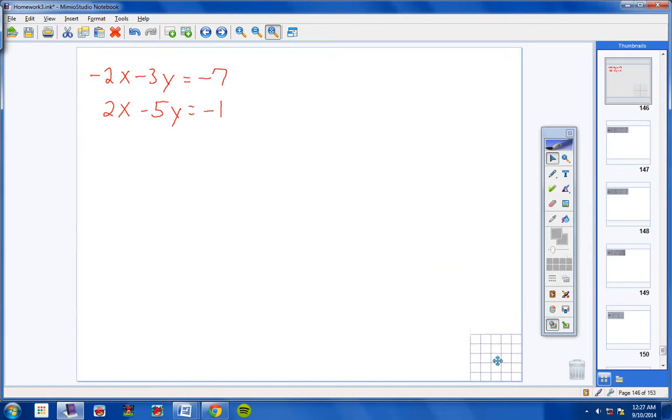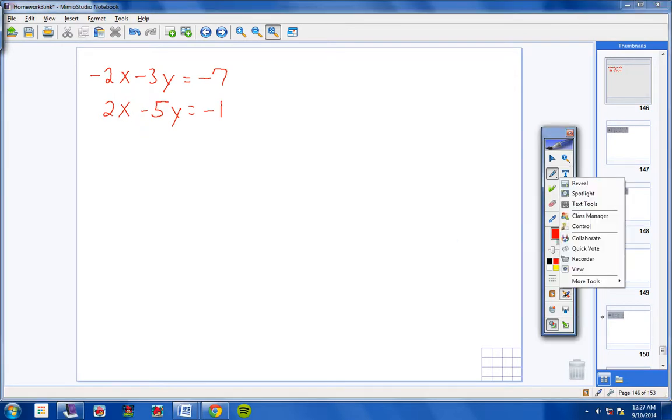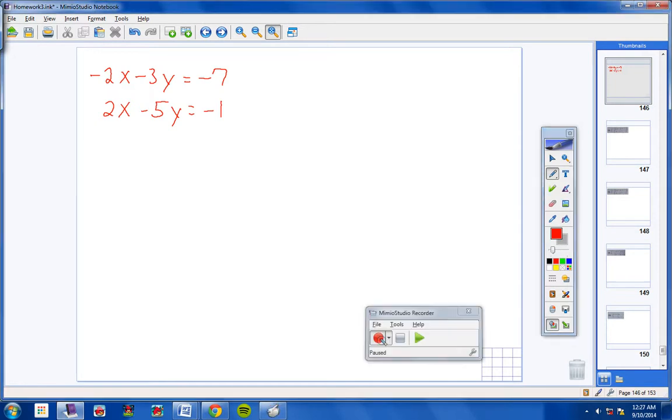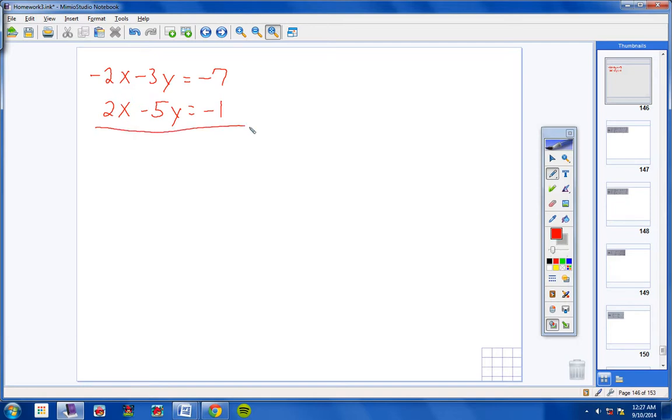Why don't we go ahead and do elimination first? Right away when I look at this, I see that my x's are ready to eliminate. I have a positive 2x and a negative 2x. So right now, if I add these two equations together, the x's are going to eliminate, which is really, really helpful, okay? So these cancel. I'm left with negative 8y equals negative 8.